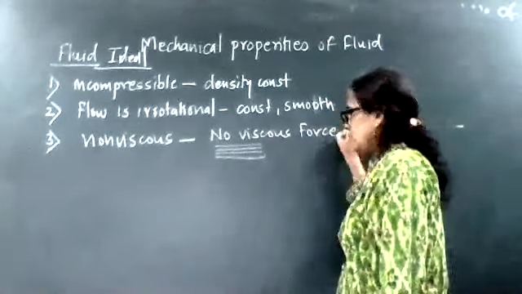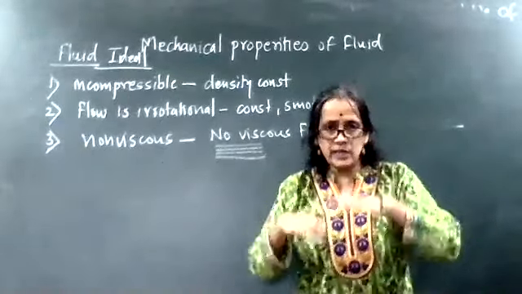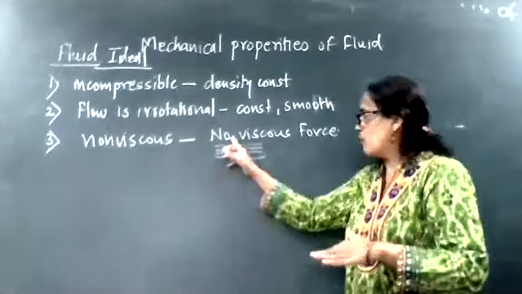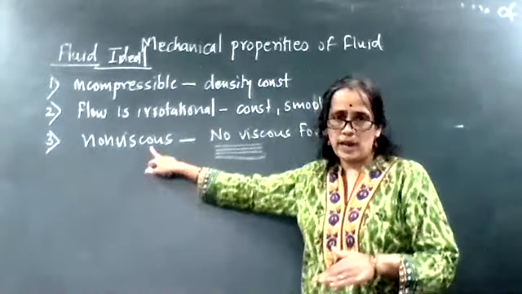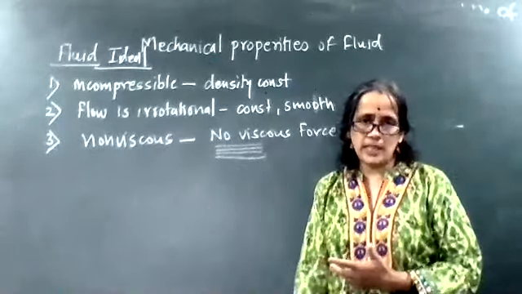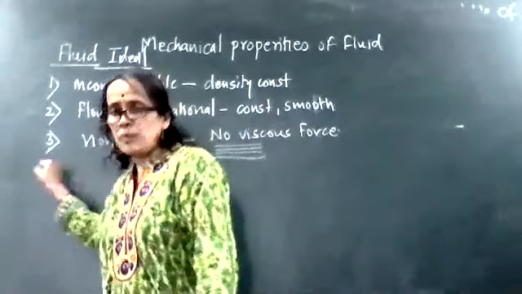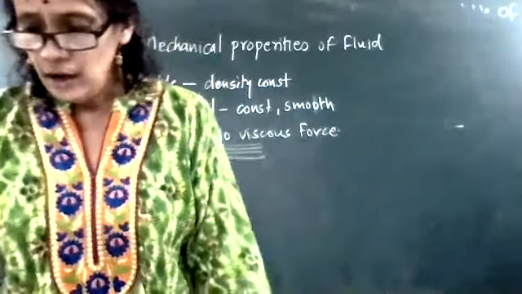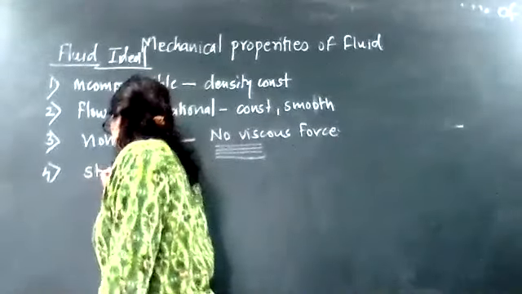Whenever two consecutive layers do not exert any force on each other, that is called a non-viscous property, and the fluid is called non-viscous. Then the fourth property of your ideal fluid is that its flow is constant, or its flow is steady.